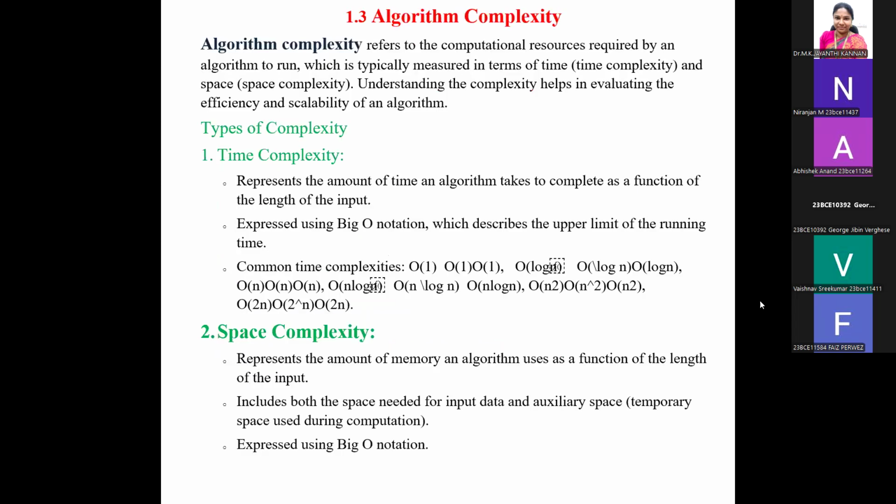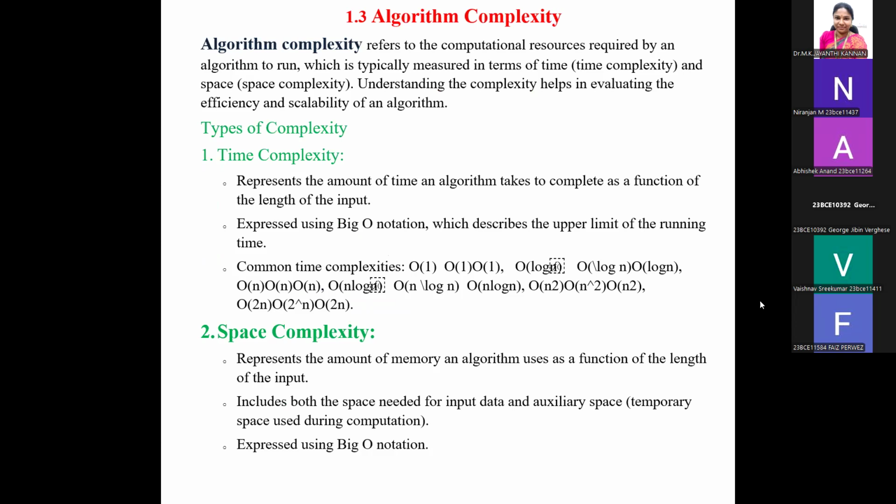So what does complexity mean? Complexity we know very well. If the process is very tough or very complicated, if it is a tedious task, we call it complex. In the same way, we have complex numbers also. How can we evaluate algorithmic complexity? It refers to the computational resources required by the algorithm to run.